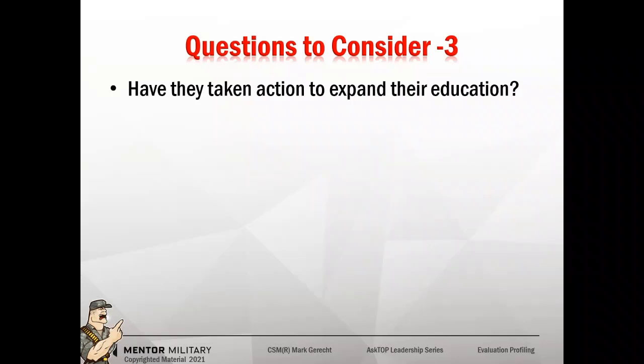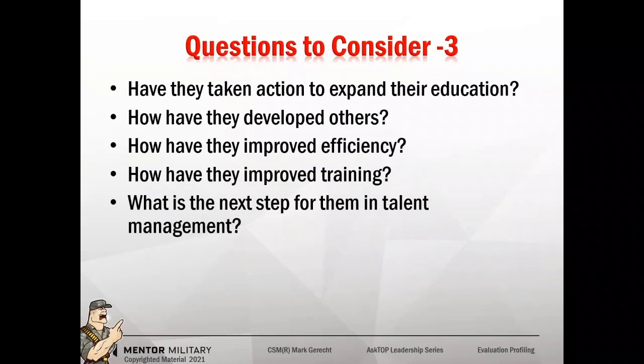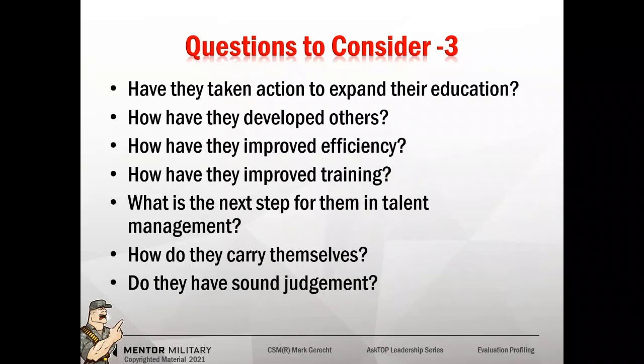Have they taken action to expand their education? If so, how? How have they developed others? How have they improved their efficiency? How have they improved training? What is the next step for them in talent management? How do they carry themselves? Do they have sound judgment? Are they good problem solvers?